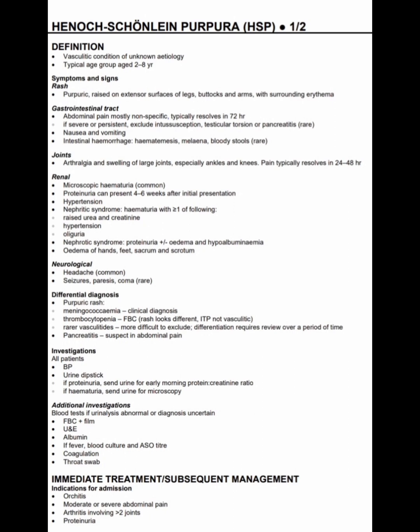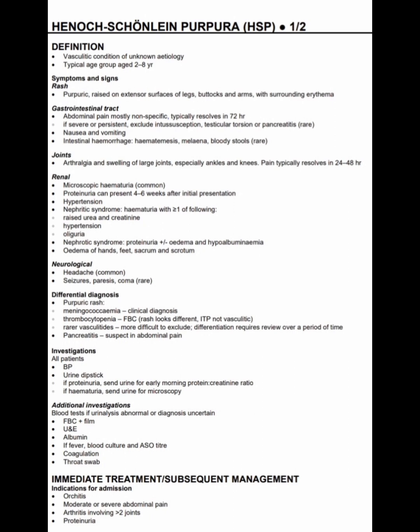Gastrointestinal tract: the presentation is abdominal pain, mostly non-specific, typically resolving in 72 hours. If it is severe or persistent, exclude intussusception, testicular torsion or pancreatitis, that is rare. Nausea and vomiting, intestinal hemorrhage, hematemesis, melena, bloody stools are rare. Now joints are also involved. There is arthralgia and swelling of the large joints, especially the ankles and knees. Pain typically resolves in 24 to 48 hours.